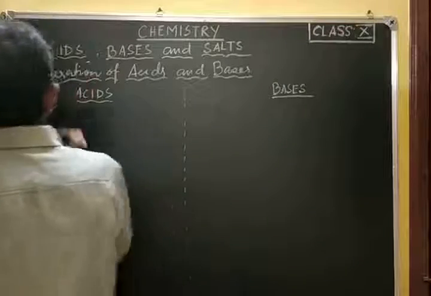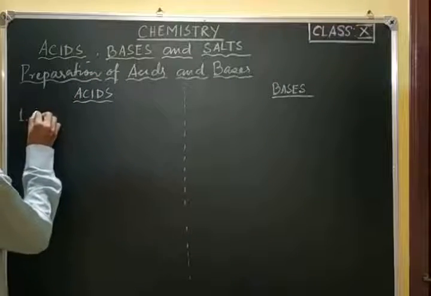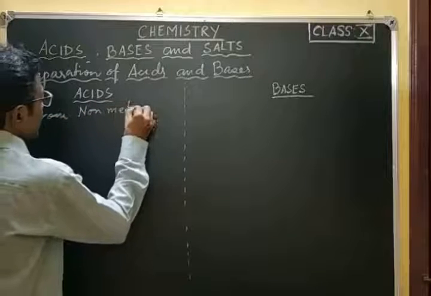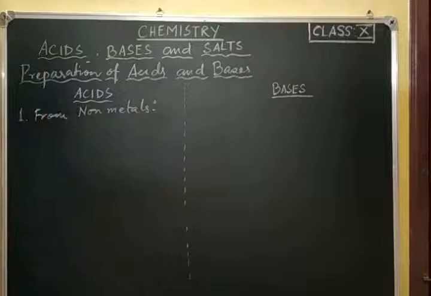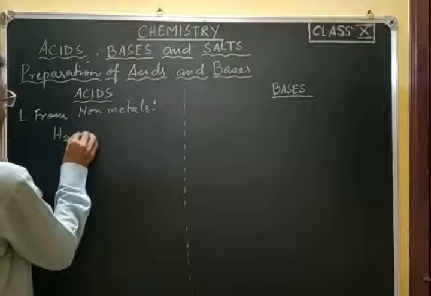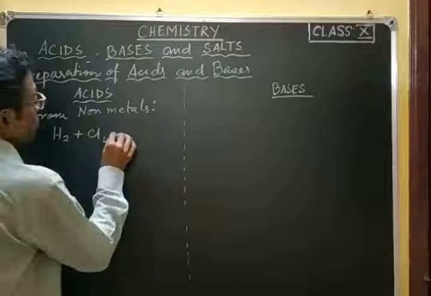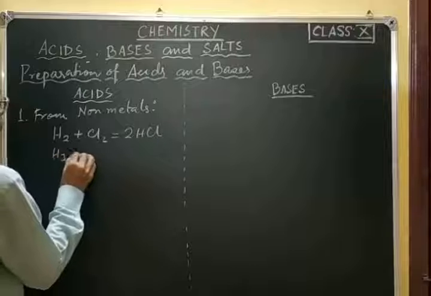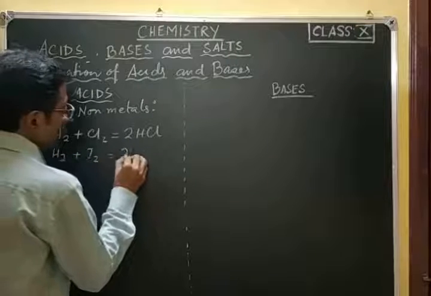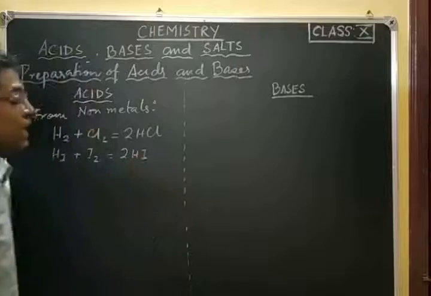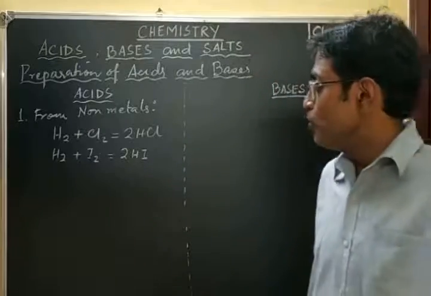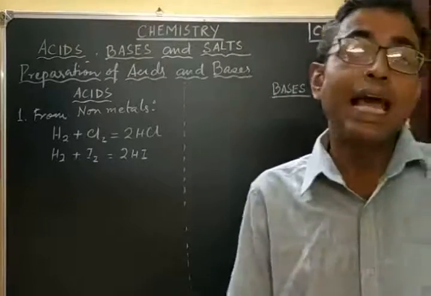So first, the preparation of acid, so you should write from non-metals, and these are the things you should remember very properly. I am taking a very easy example of one non-metal: H2 plus Cl2 gives 2HCl, that is hydrochloric acid. Similarly H2 plus I2 gives what is called hydroiodic acid, and when hydrogen is combined with halogens, that is chlorine, fluorine, bromine and iodine, they are called halo acids.